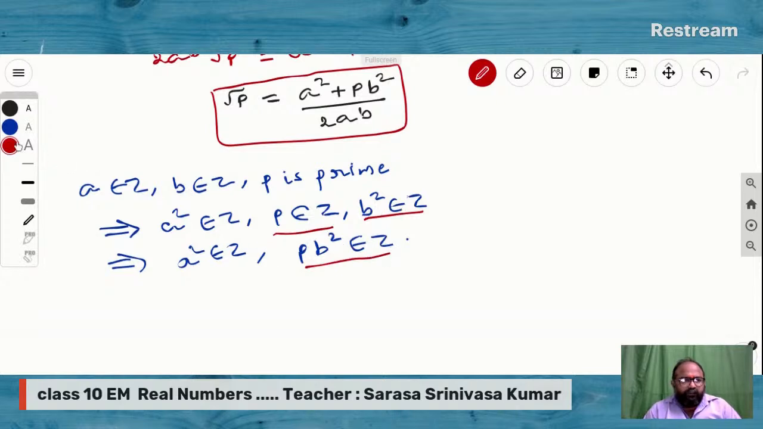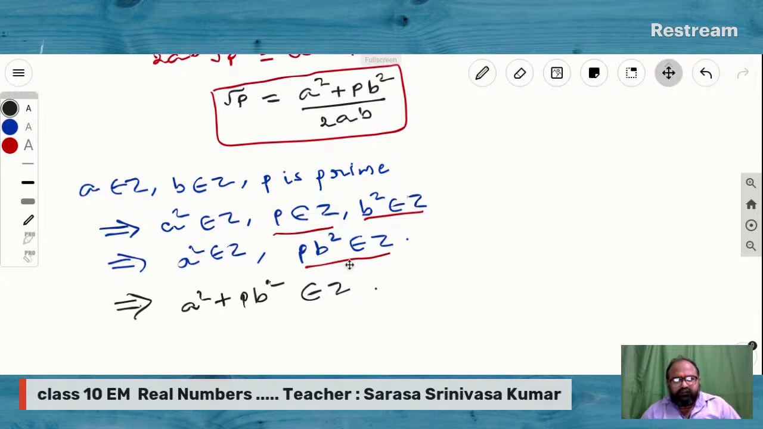Now we apply the property of integers again. The sum of two integers is again an integer. So here a square is an integer, pb square is an integer. Therefore a square plus pb square is also an integer. So we prove this, that is, the numerator of the right hand side term is an integer. We prove this result.